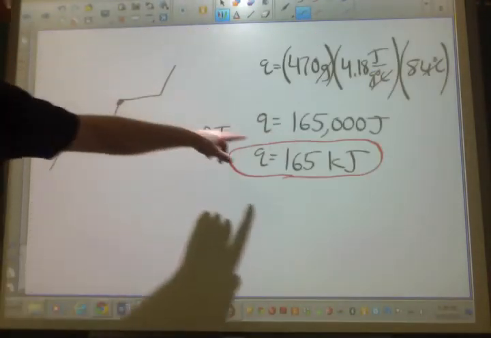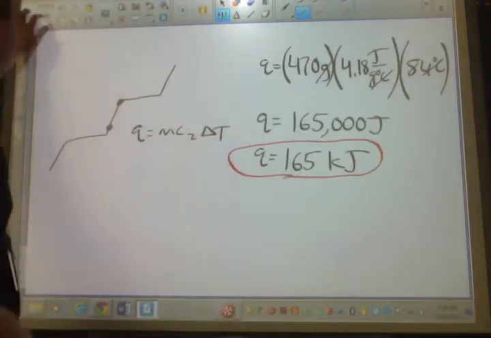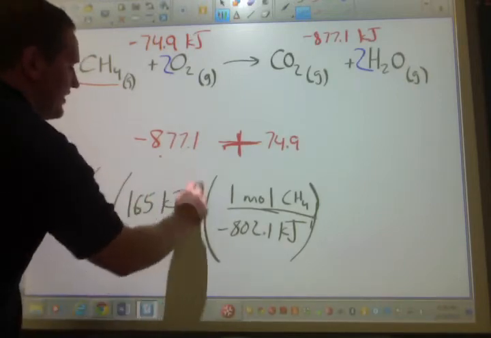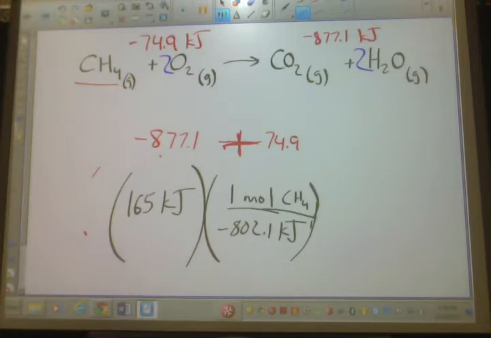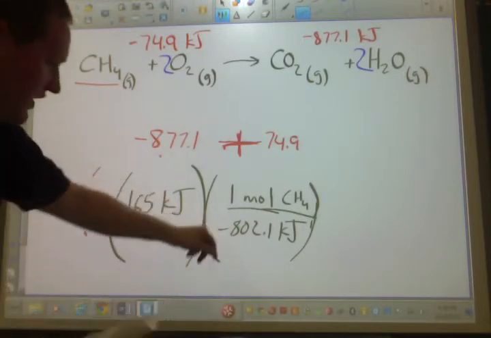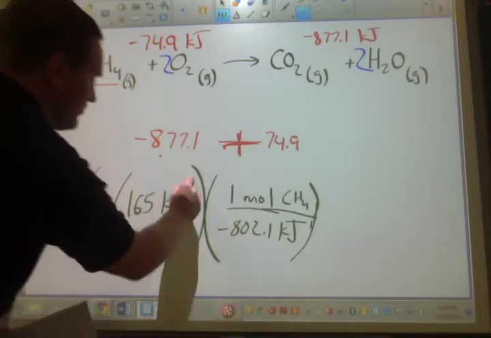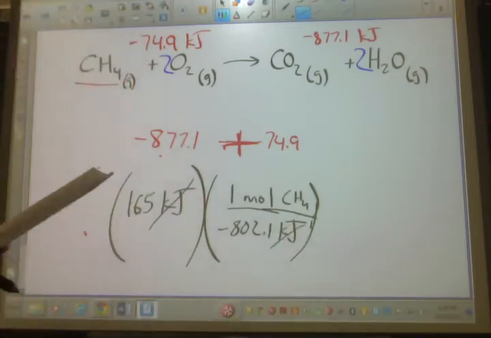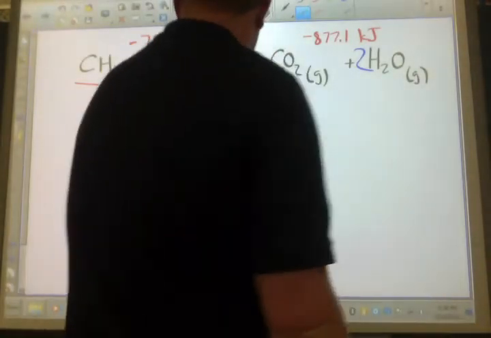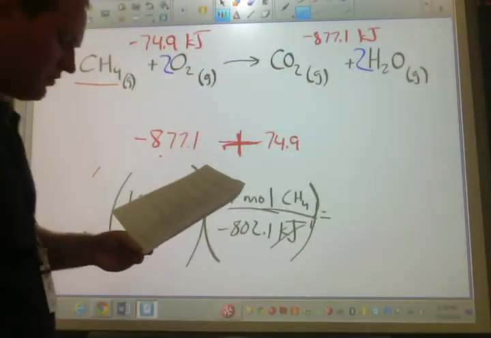So once again, I want to do 165 kilojoules, which is the heat I need. I want to see how many moles I need to generate that heat. So 165 divided by this, units cancel, gives me 0.206 moles.